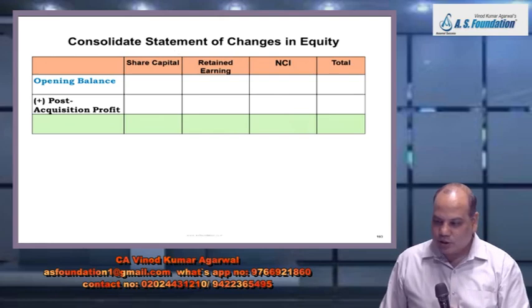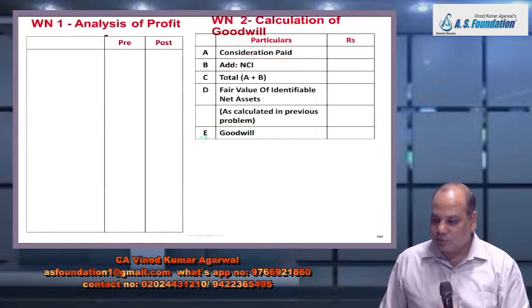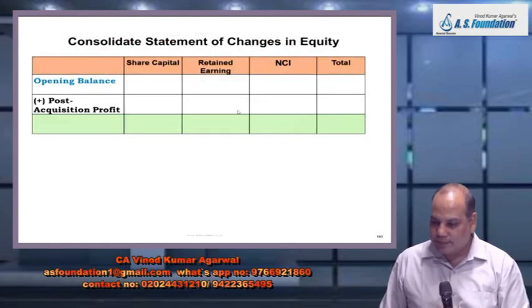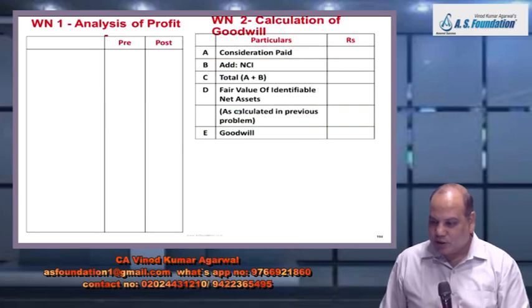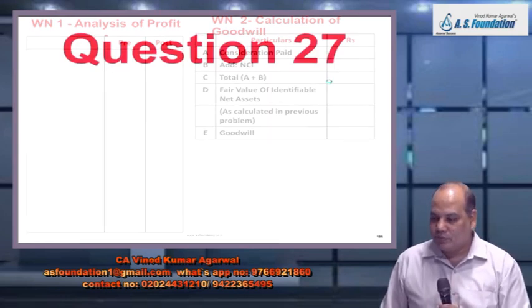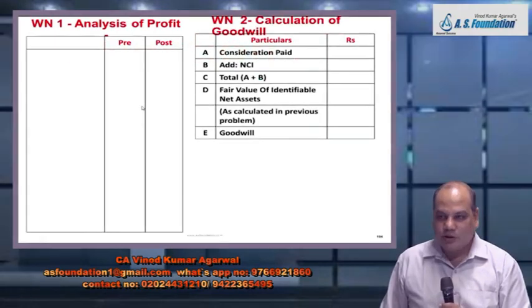Then one consolidated statement of changes in equity. This time we will have a post acquisition adjustment also, because there is a 1 year gap and 2 more working: analysis of profit and calculation of goodwill. So calculation of goodwill will just copy paste from the previous answer, right? So now we will continue tomorrow.